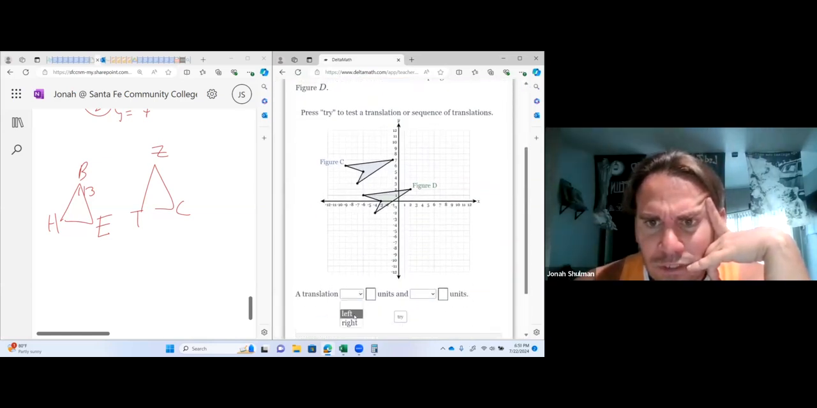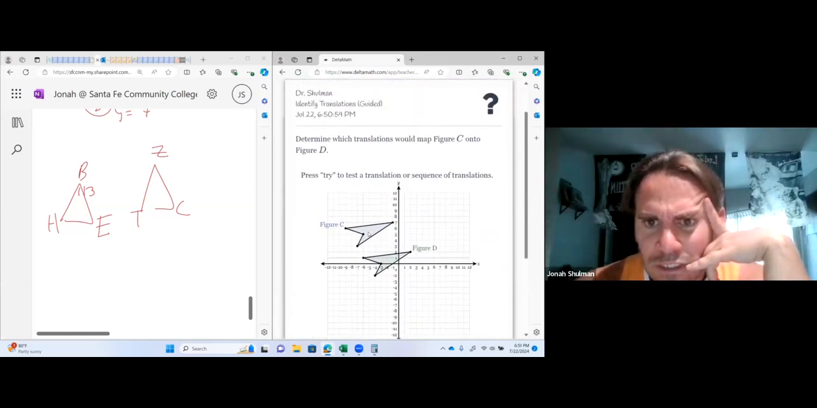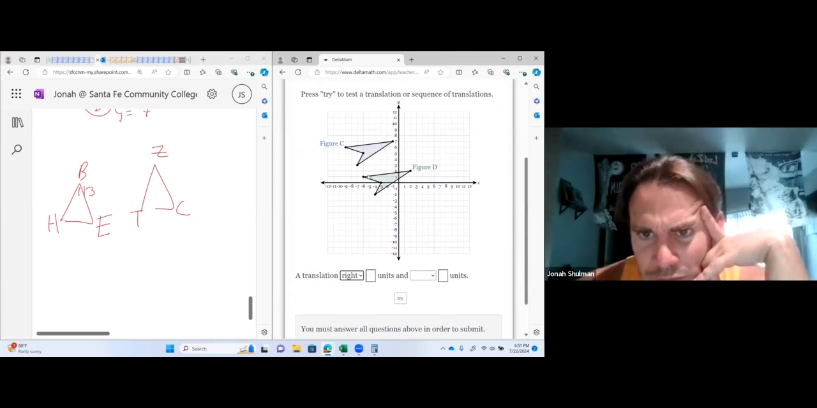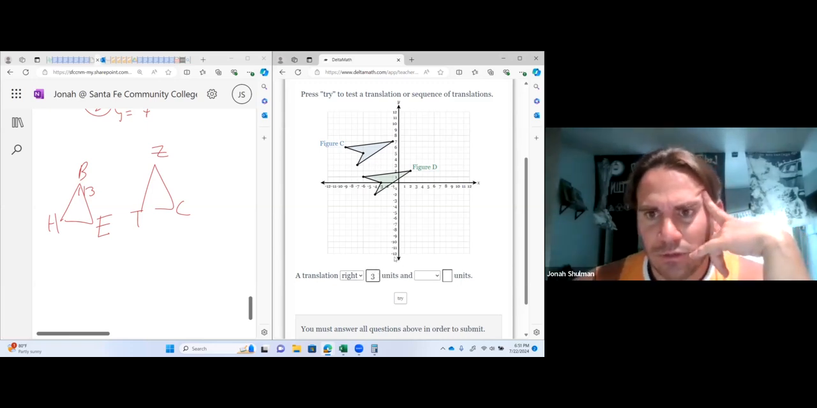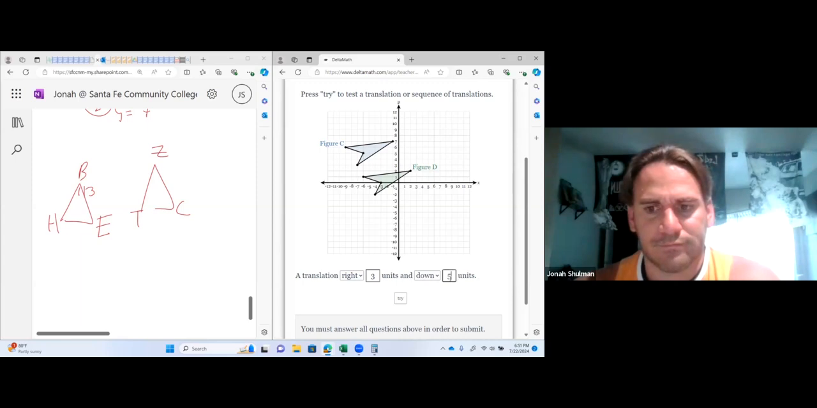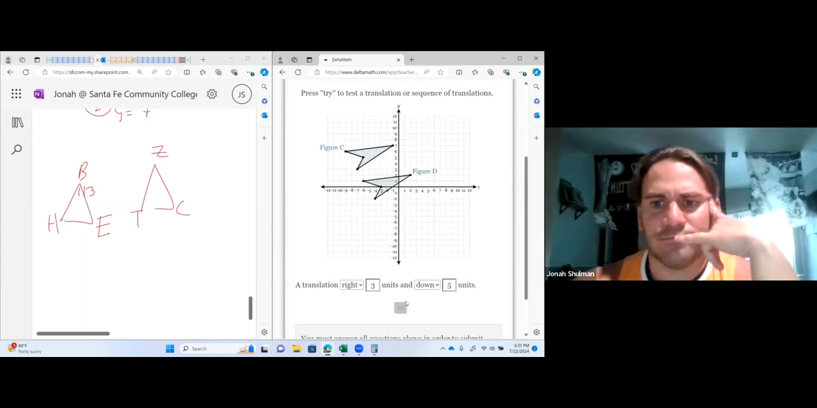A translation, which one is first? C to D. So a translation to the right. We're going 1, 2, 3. I'm going 3. And we're going a translation down. 1, 2, 3, 4, 5. I'm going down 5. Does it match? Oh yeah.